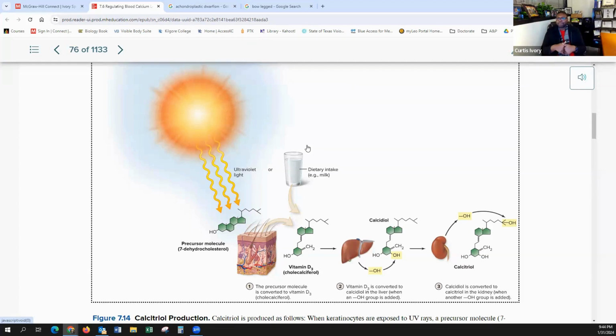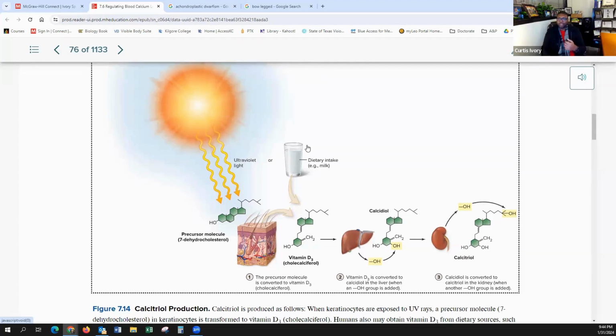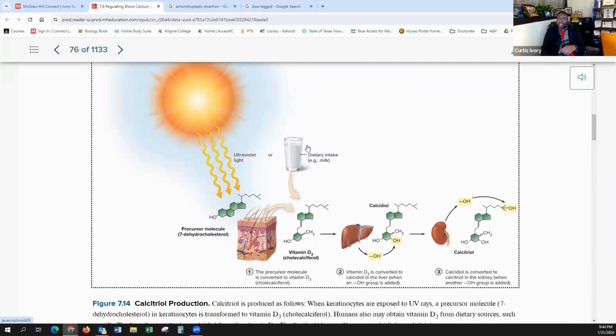So in this case here, the sun can turn the precursor molecule 7-dehydrocholesterol, which hopefully you got the cholesterol part out of there. Essentially, the sun is going to take cholesterol and turn that into vitamin D3, which is also called cholecalciferol.